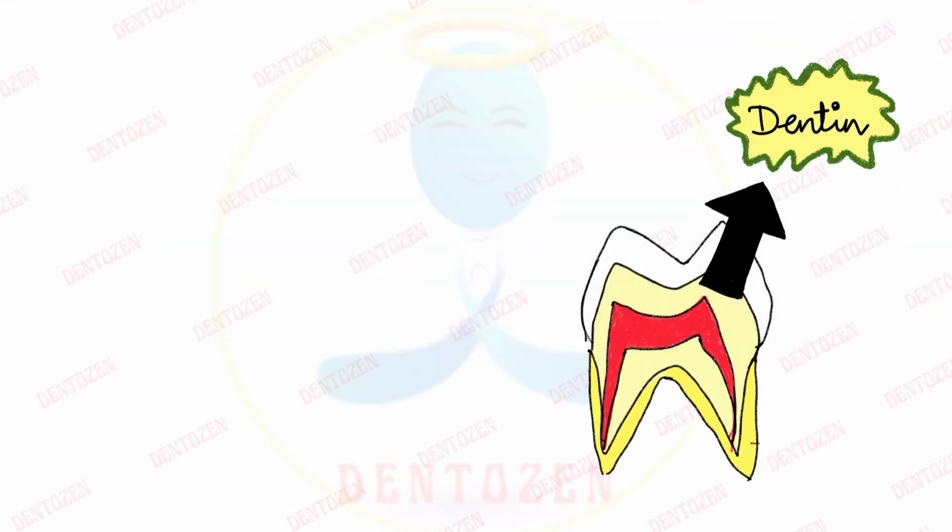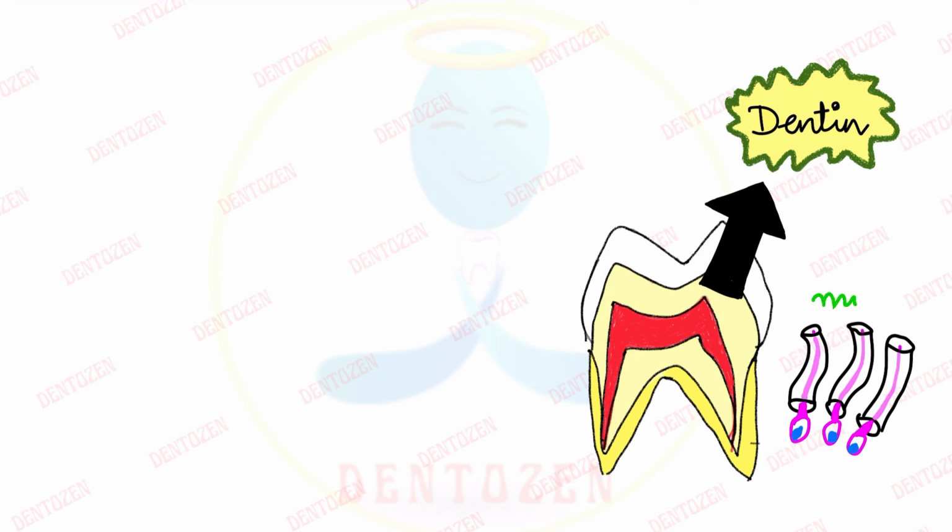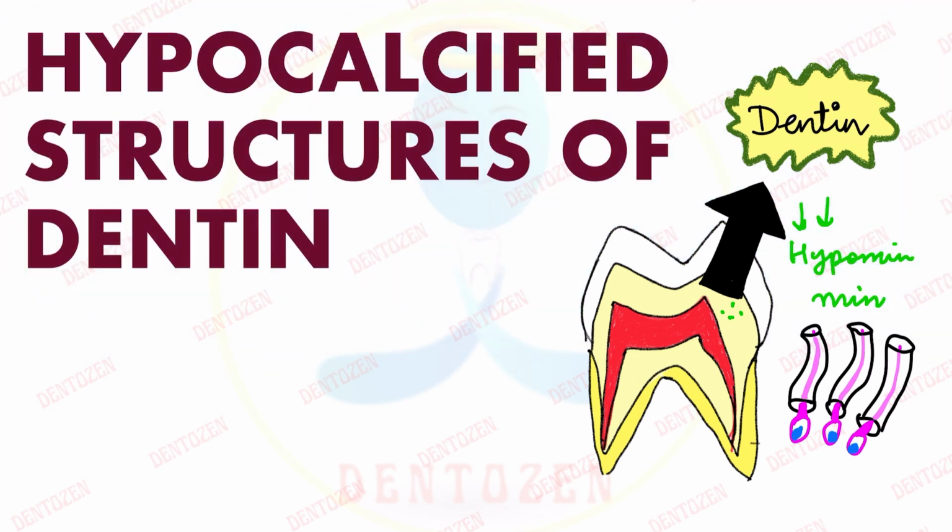Dentine, which is made up of dentinal tubules, is a mineralized tissue, but within dentine there can be some areas which are less mineralized. These are known as hypomineralized structures of dentine. We can also call them hypocalcified structures of dentine, which can be an important theory exam question. So, what to write, which diagrams to be made, what can be the Viva questions. So, you'll get to know everything about hypocalcified structures of dentine today in this video.